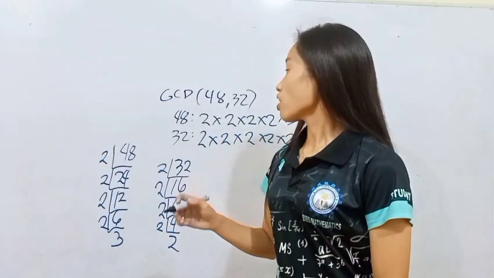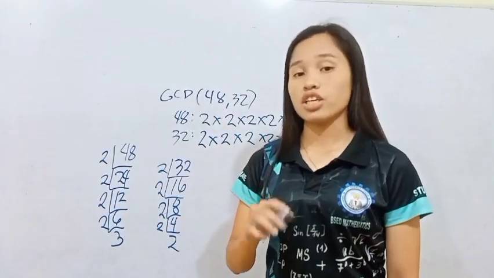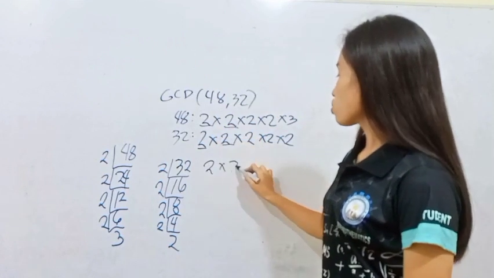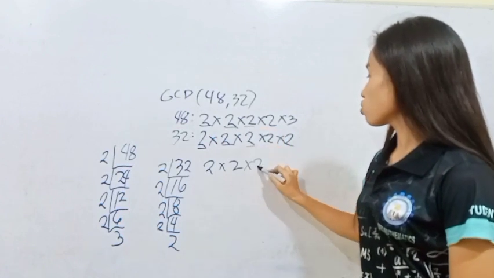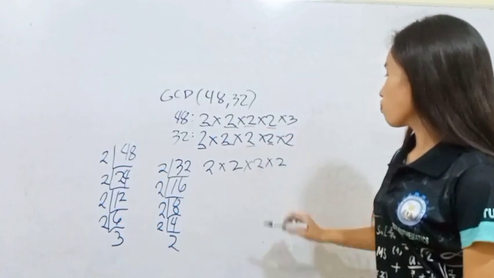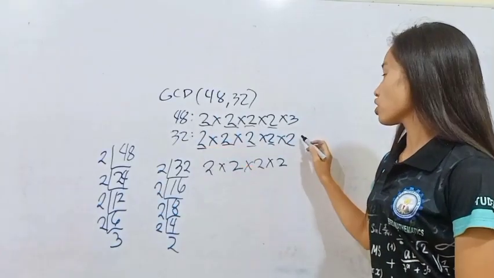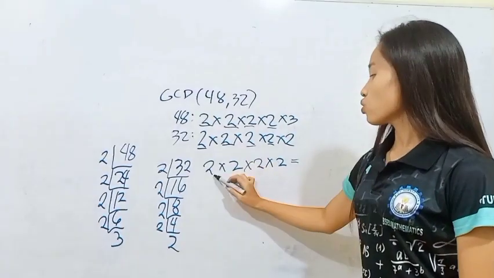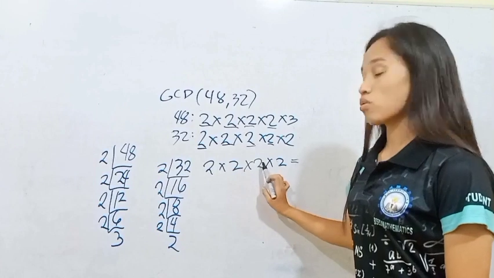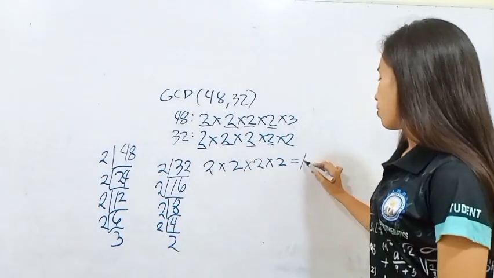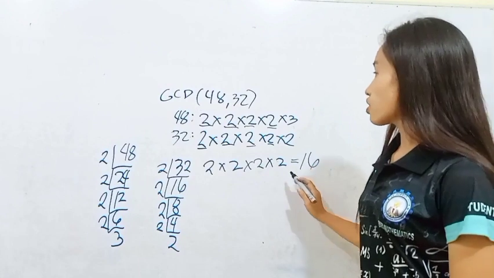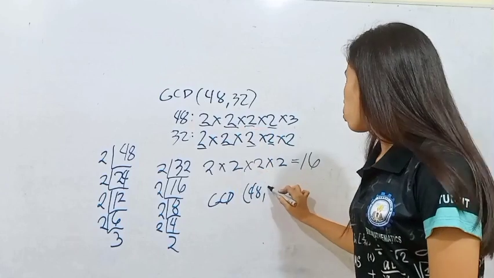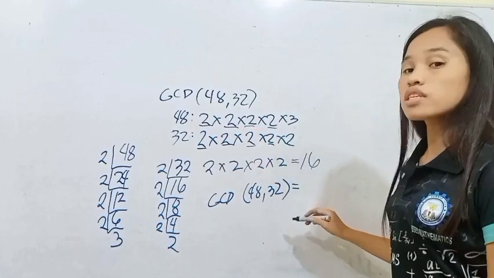After that, we find the factors that the two numbers have in common. They have in common 2 times 2 times 2 times 2. The 3 is not shared by 32. Then, we multiply them together. 2 times 2 is equal to 4. Then 4 times 2 is equal to 8. Then 8 times 2 is equal to 16. So, therefore, the GCD of 48 and 32 is equal to 16.